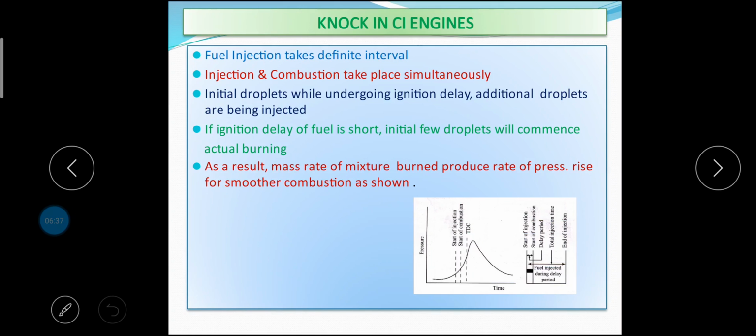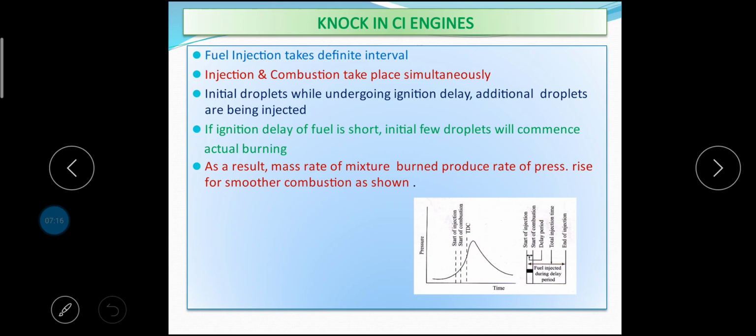Let's discuss knock in CI engines. In CI engines, the injection process takes place over a definite interval of time. Consequently, as the first few droplets to be injected are passing through the ignition delay period, additional droplets are being injected into the chamber. If the ignition delay of the fuel being injected is short, the first few droplets will commence the actual burning phase in a relatively short time after injection, and a relatively small amount of fuel will be accumulated in the chamber when actual burning commences.